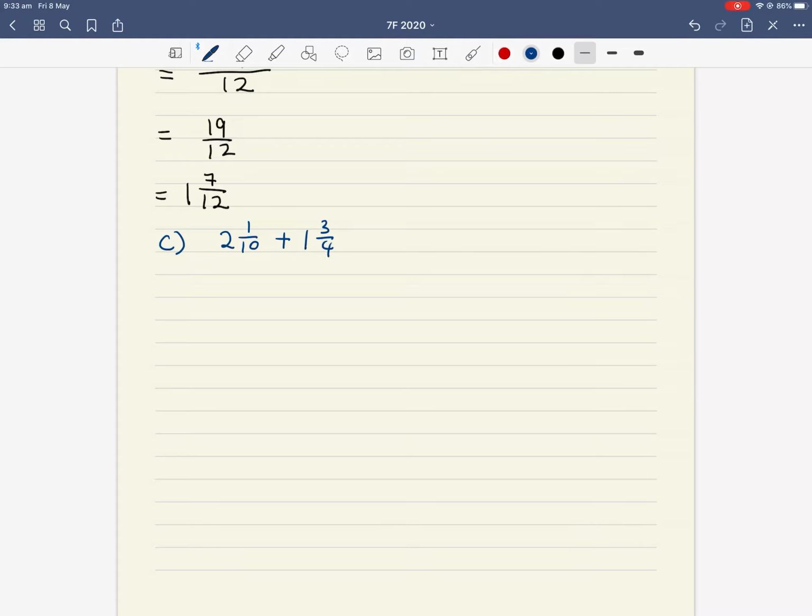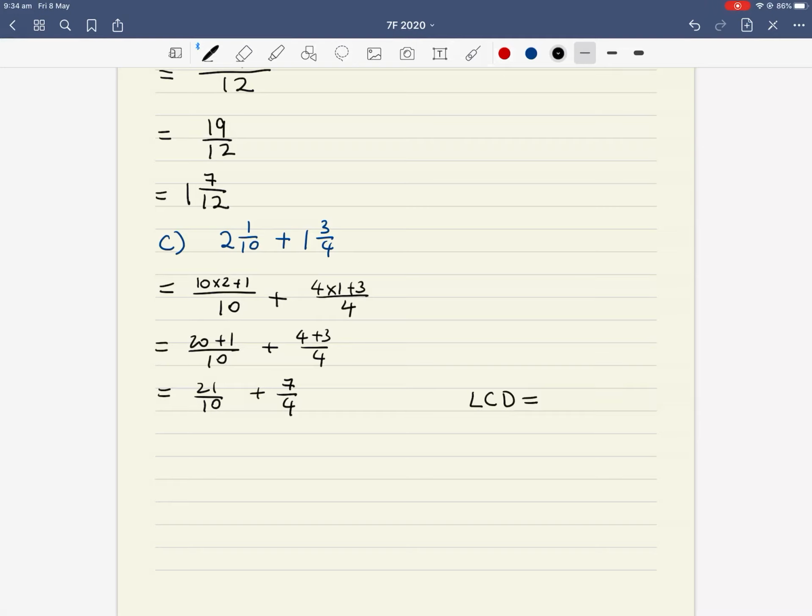We want to work out 2 and 1/10 plus 1 and 3/4. So step 1, are they improper? No, they're both mixed numbers, so we can change them into improper. So it's 10 times 2 plus 1 all over 10, plus 4 times 1 plus 3 all over 4. So that's 20 plus 1 over 10 and 4 plus 3 over 4. So that's 21 over 10 and 7 over 4. Are our denominators the same? That's step 2. No, because one's 10, one's 4.